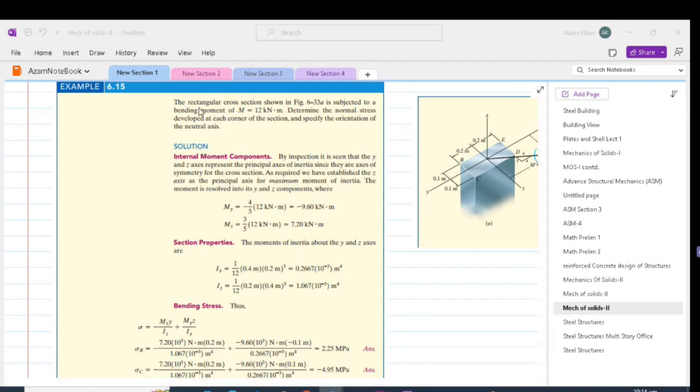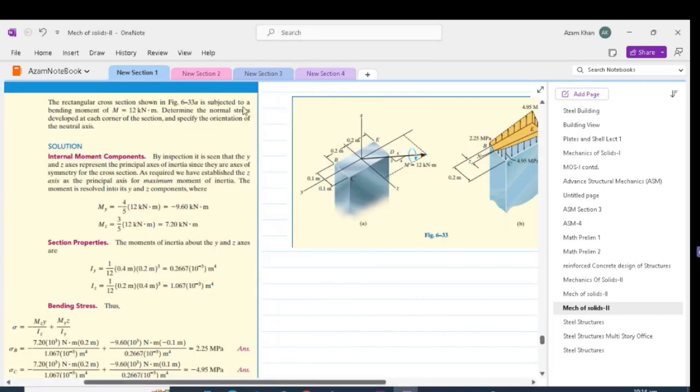So we are given a rectangular cross-section in this figure, which is subjected to a bending moment of M equal to 12 kilonewton meter. The moment vector is at some inclination to the principal planes of bending. So we establish the axes. Z-axis is a horizontal axis, y is the vertical, and x is the longitudinal axis. We can decompose our moment vector with respect to z and y axes.